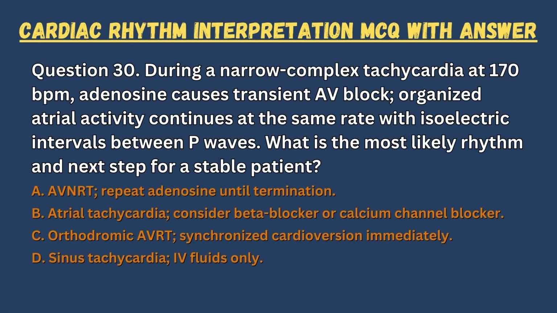Question 30. During a narrow complex tachycardia at 170 BPM, adenosine causes transient AV block. Organized atrial activity continues at the same rate with isoelectric intervals between P waves. What is the most likely rhythm and next step for a stable patient? A. AVRT. Repeat adenosine until termination. B. Atrial tachycardia. Consider beta blocker or calcium channel blocker. C. Orthodromic AVRT. Synchronized cardioversion immediately. D. Sinus tachycardia. IV fluids only.